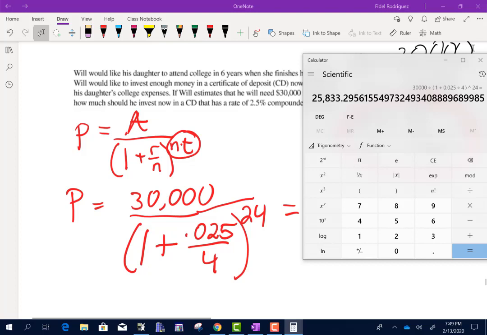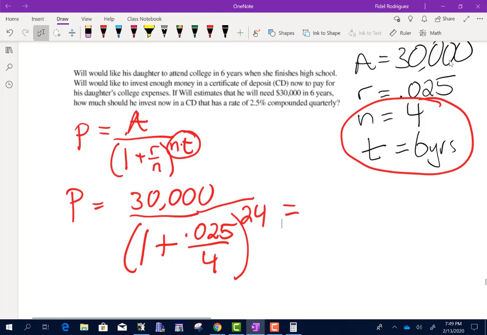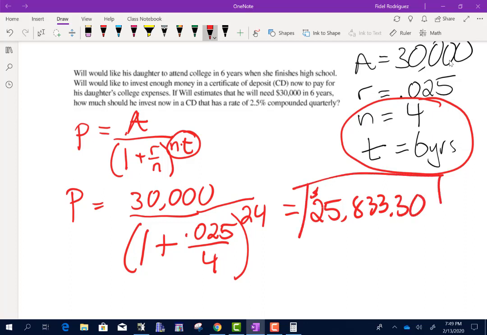So 25,833.30. So we're going to need $25,833.30 today, so that in 6 years we'll have exactly 30. Okay.